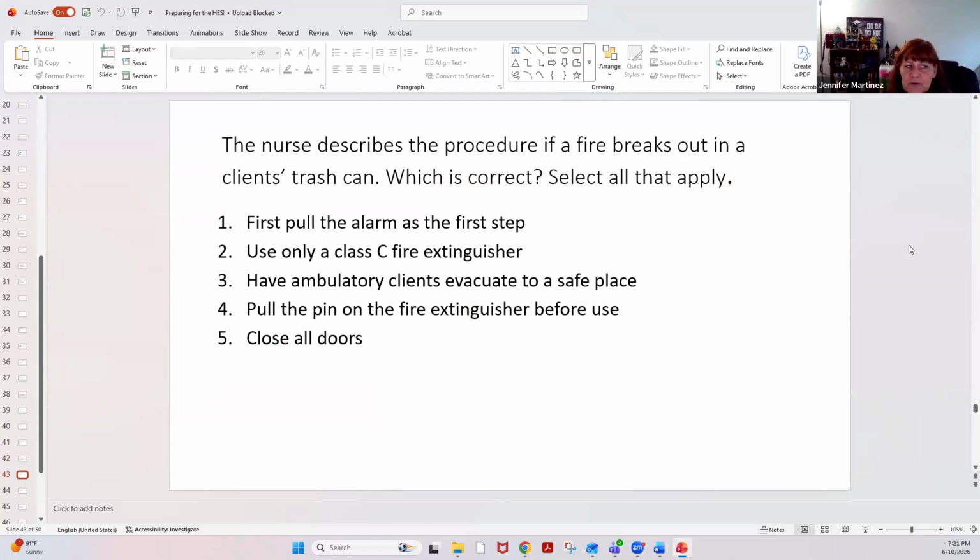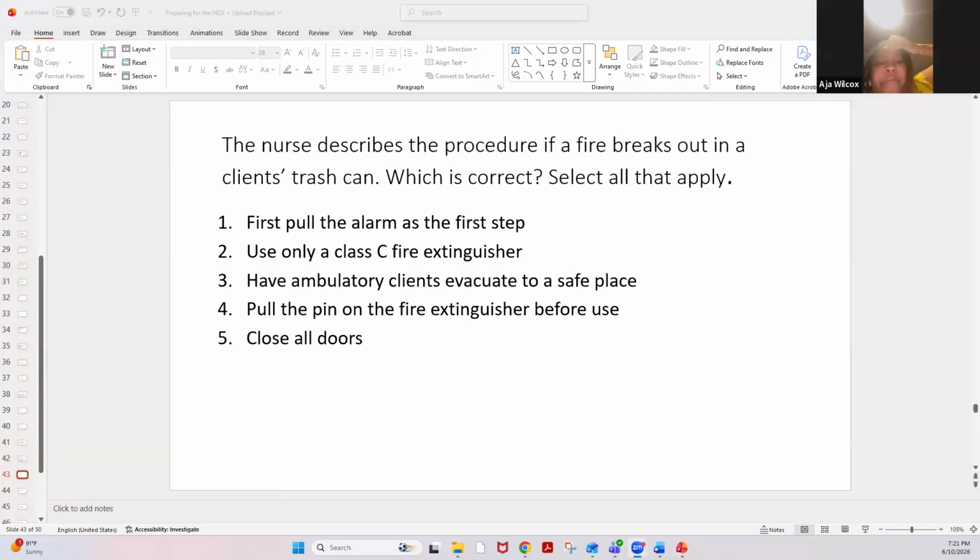All right. The nurse describes the procedure if a fire breaks out in a client's trash can, which is correct. Select all that apply. One, first, pull the alarm as the first step. Two, use only a Class C fire extinguisher. Three, have ambulatory clients evacuate to a safe place. Four, pull the pin on the fire extinguisher before use. Or five, close all doors. 1, 3, 4, 5.